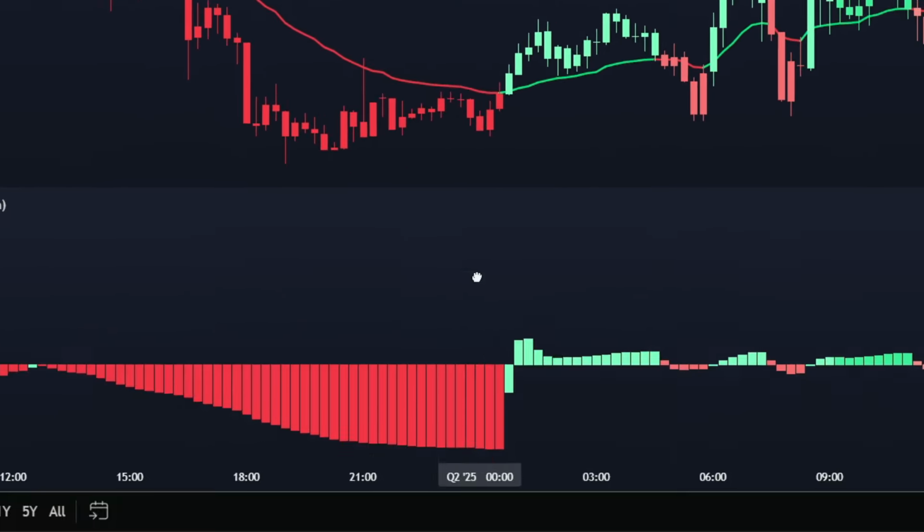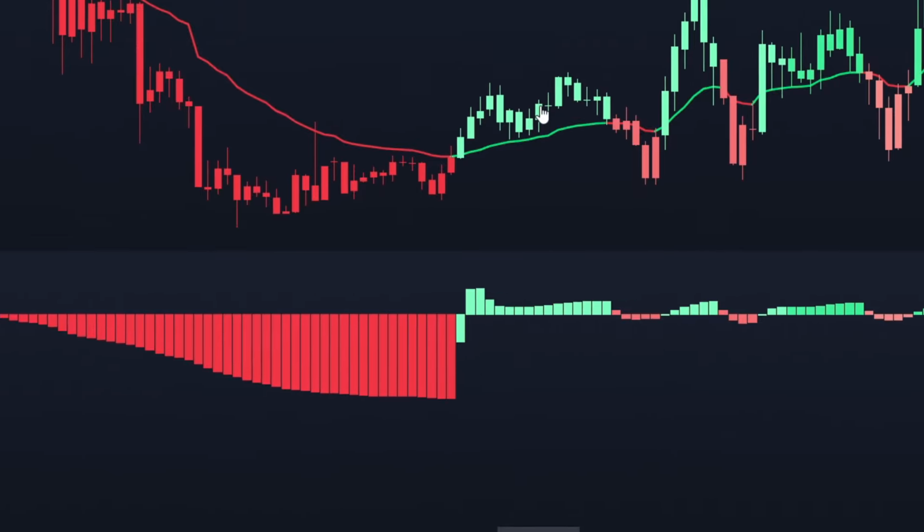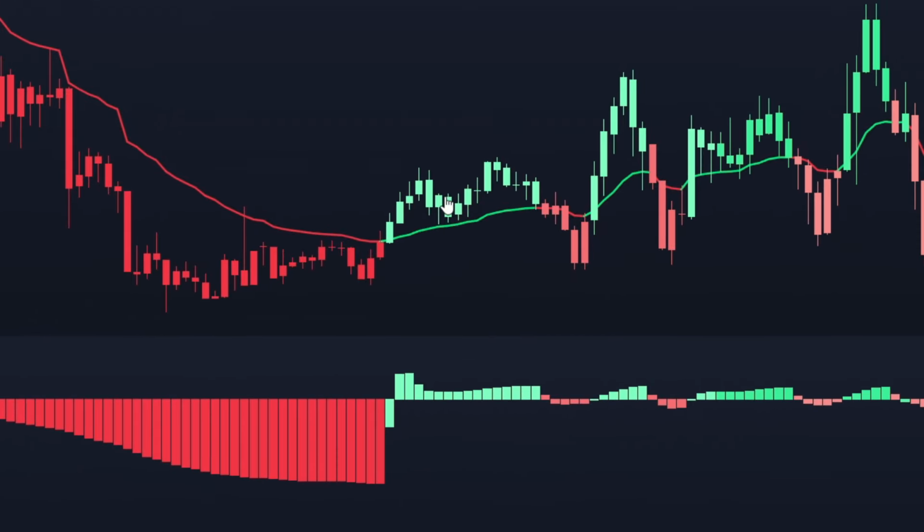If you are in a sell position and the histogram bars start becoming shorter and suddenly a green bar appears, that's a sign that the sell momentum is decreasing and the major bearish sentiment in the market might be breaking.